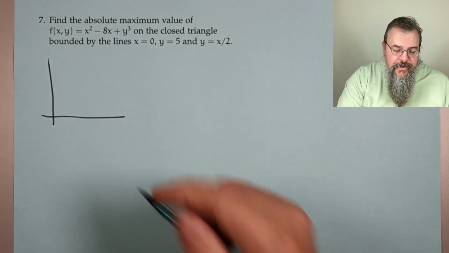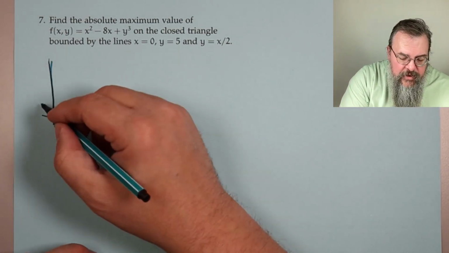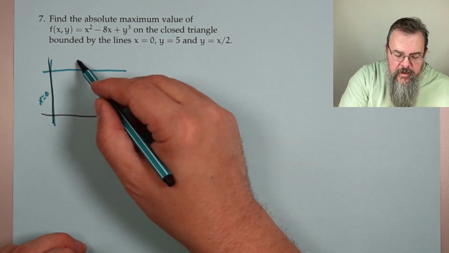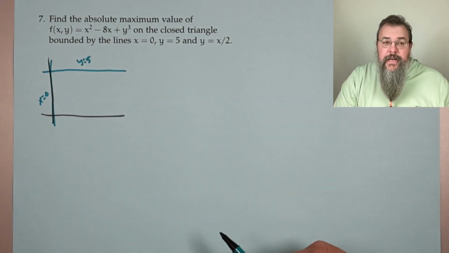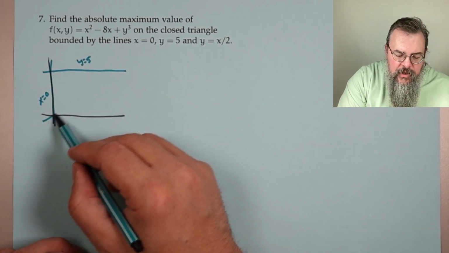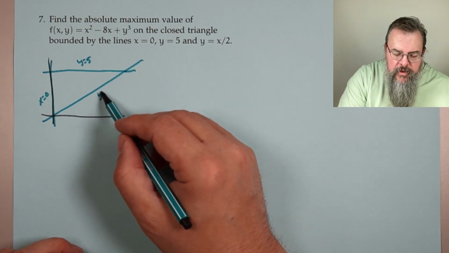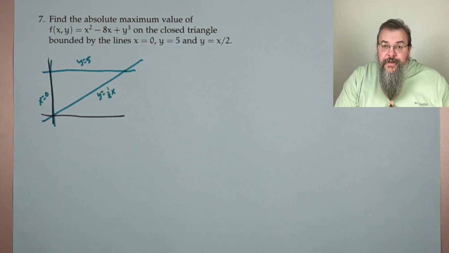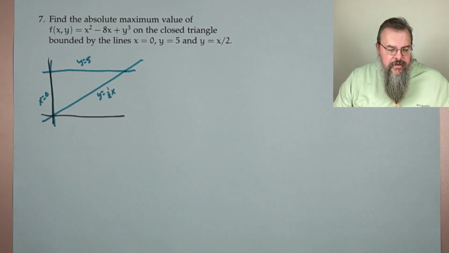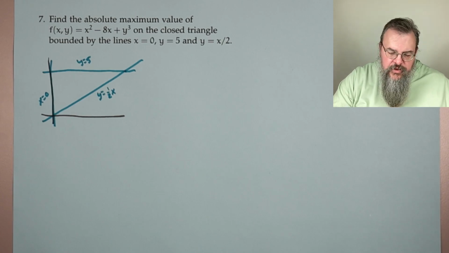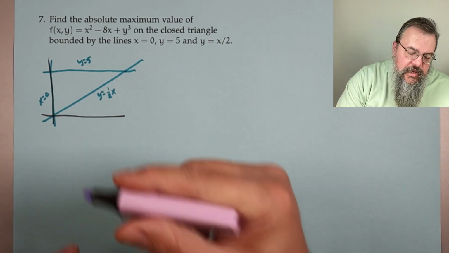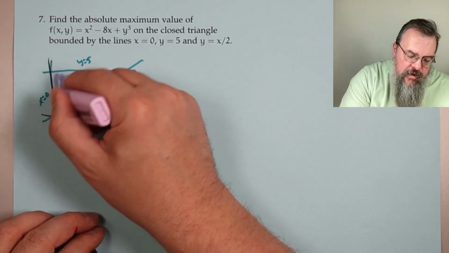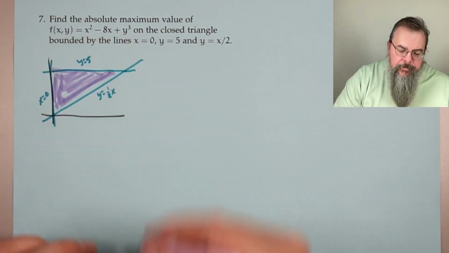So we have x equals 0, also known as the y-axis. We have y equals 5, okay. And then we have this y equals x over 2. So it's a shallow line running up. So y equals 1/2 x. And all right, good. And so yeah, this bounds a triangle. And we want to have the closed triangle bounded by the lines. So the implication here is we are also considering points on the inside. Okay, so there we go.